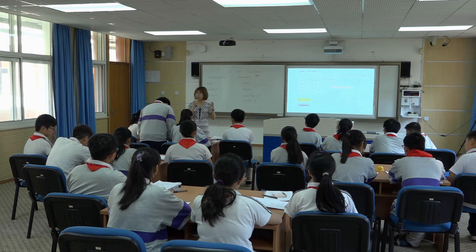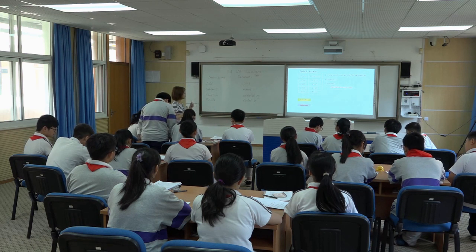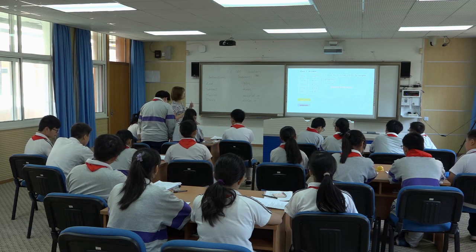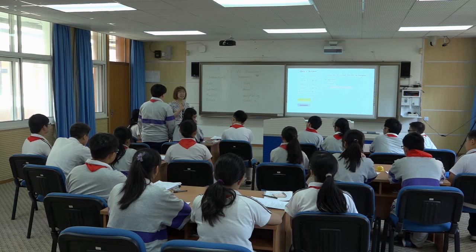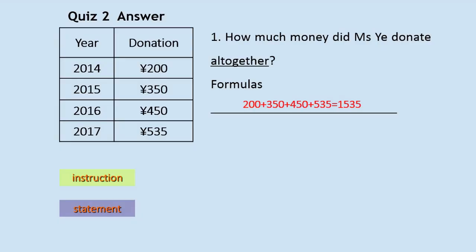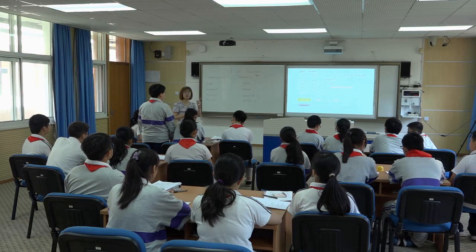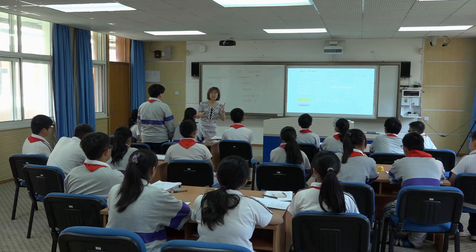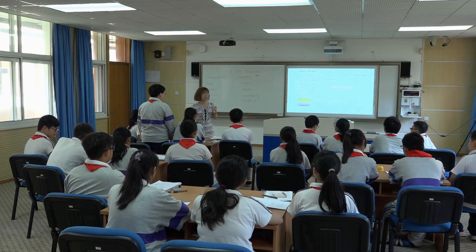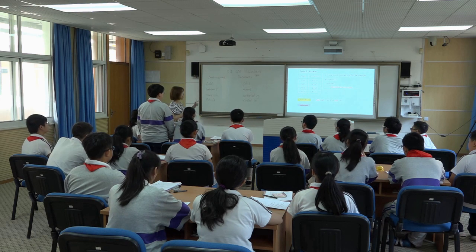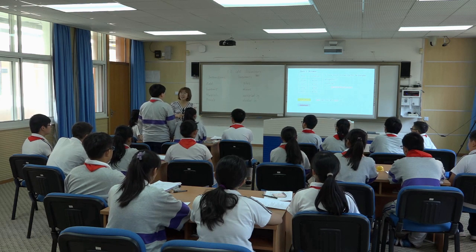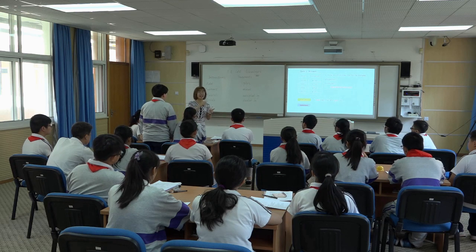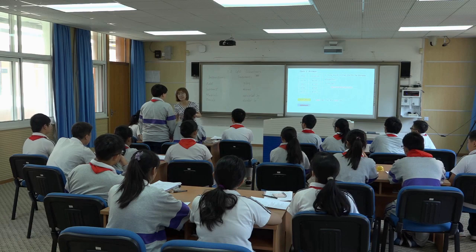Add 200 and 350 and 450 and 535. By the way, do we say 15 or 50? 50. Yes. 350. Without here. 50. 15. Now here you should add A, B, C, and D. You do not need to say add A and B and C and D, right? Very good. Sit down, please.